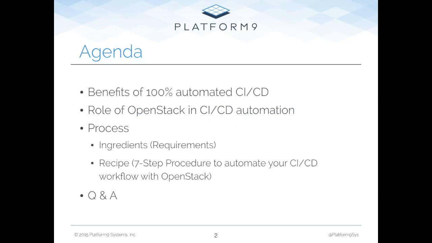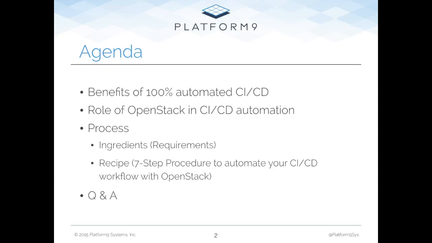So let's get started. Here's a quick agenda for today's session. We're going to start by looking at the benefits of a 100% automated CI/CD workflow for an organization or a DevOps team of any size. We're then going to look into what role OpenStack can play towards letting you achieve this goal of a 100% automated continuous integration workflow. And then we're going to dive into the process. So we're going to talk about requirements to get your CI/CD automation in place. I'm going to share a sample recipe including hardware specifications for one of our internal environments.